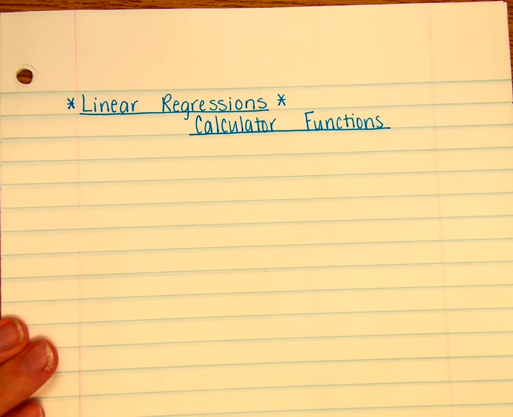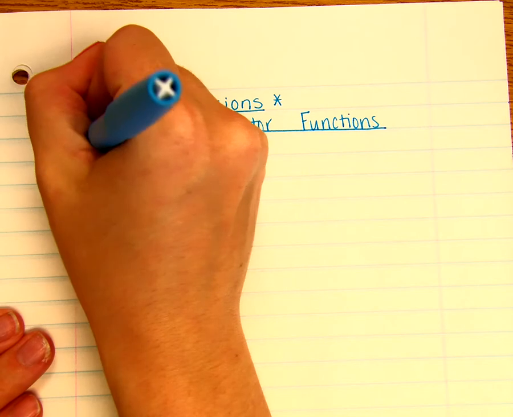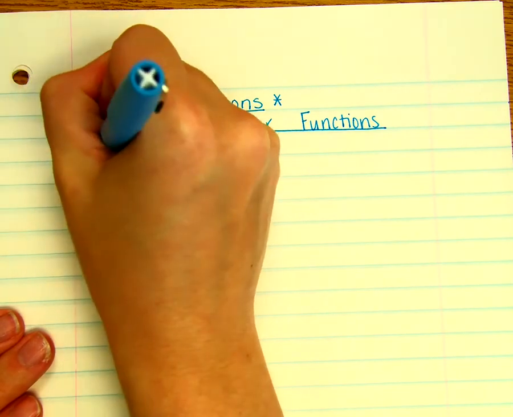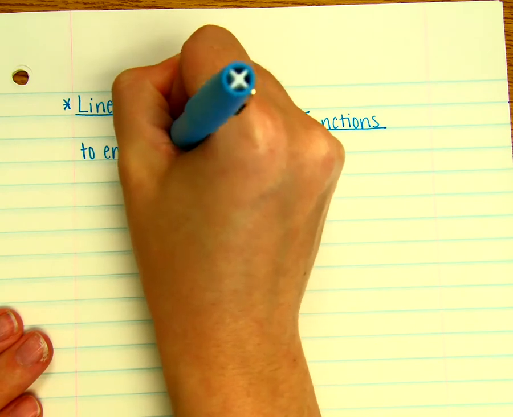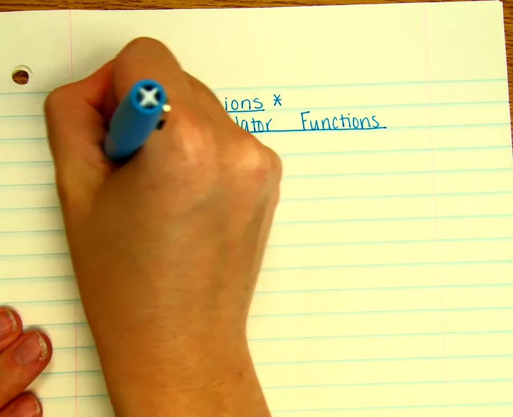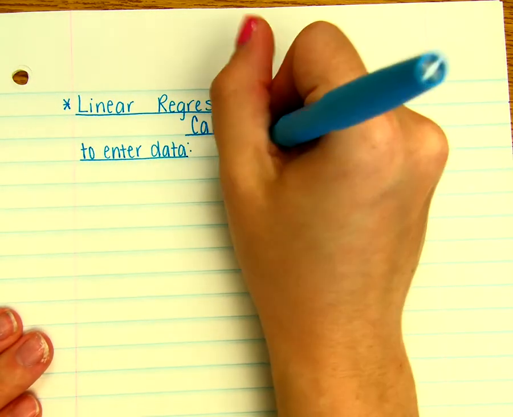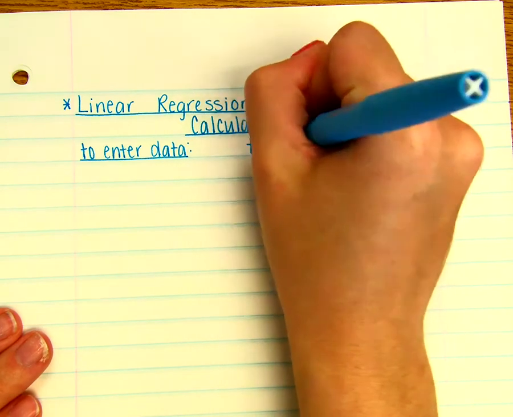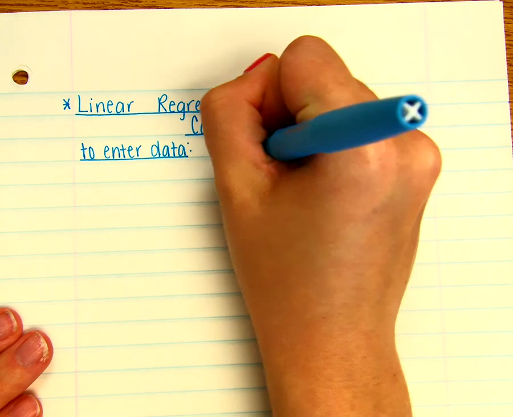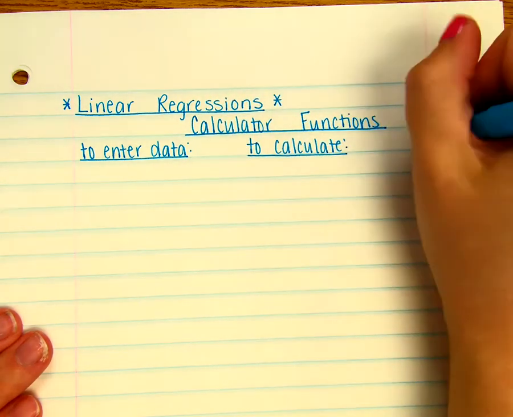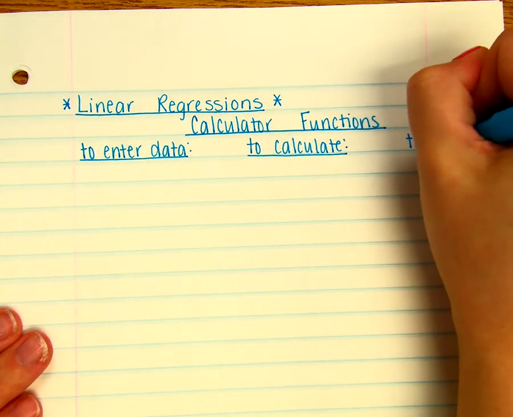There are three things we're going to talk about with our calculator functions. The first one is going to be very similar to what we did in the univariate unit. We're going to be entering data, so we're going to go over how to enter data. We're also going to go over how to calculate, and we're also going to go over how to get the R value.